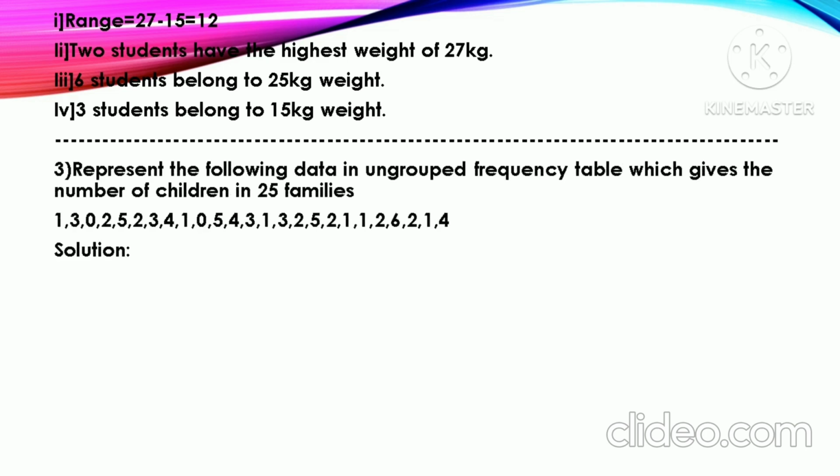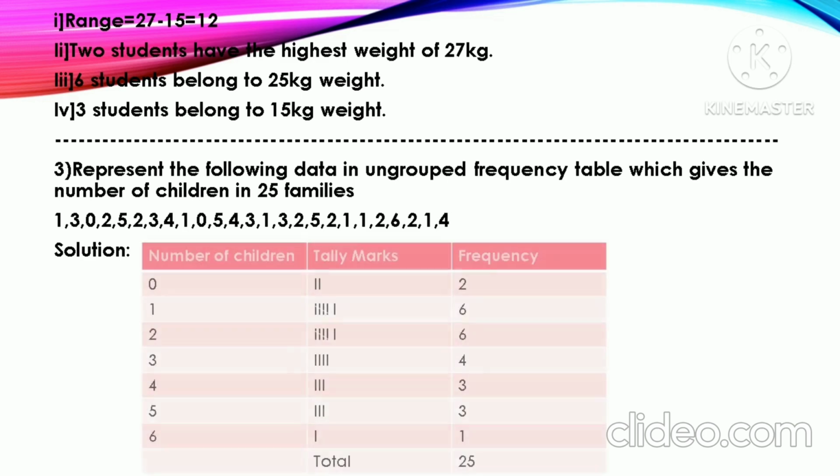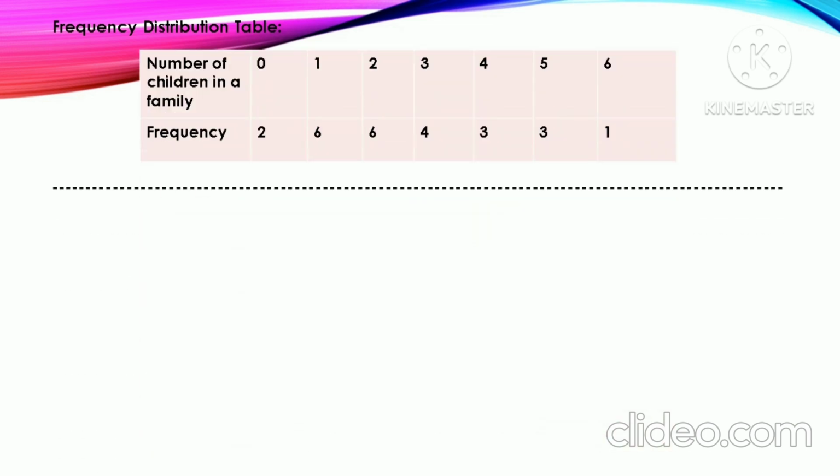Next, another problem. Represent the following data in an ungrouped frequency table which gives the number of children in 25 families. So I have to draw the frequency distribution table with 3 columns: number of children, tally marks and frequency. The numbers are 0 to 6. Then I have to calculate the frequency. Total 25 must be there. So next we can draw the frequency distribution table for this: number of children in a family and frequency.